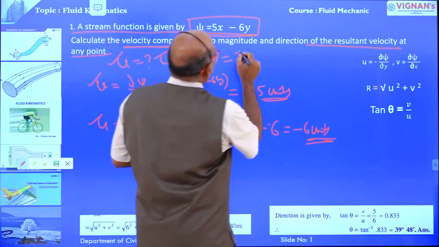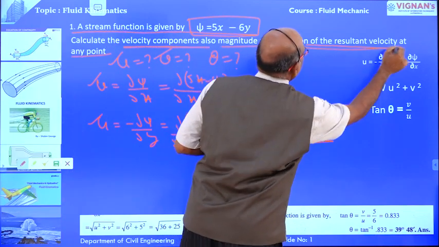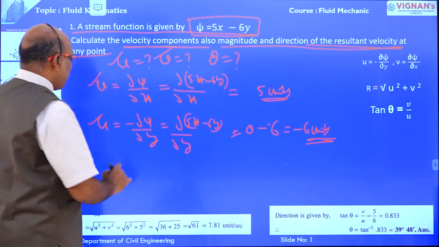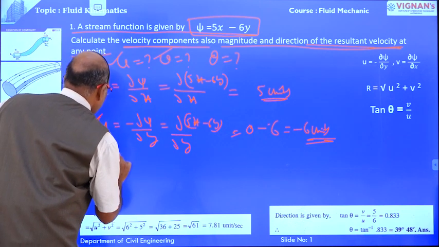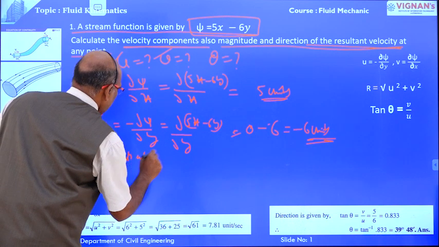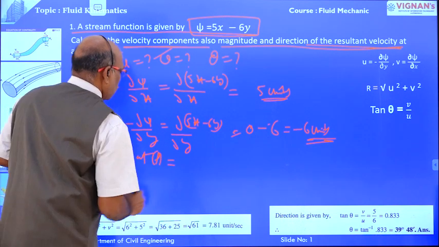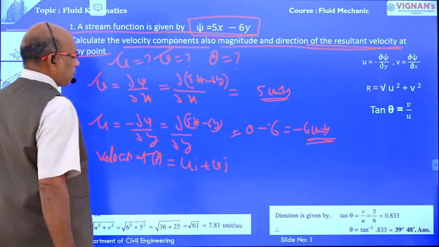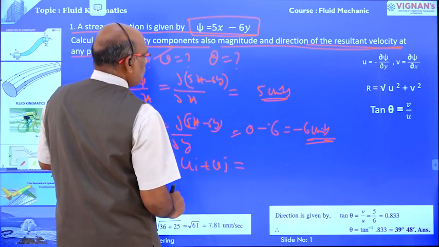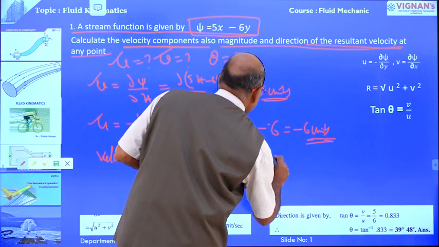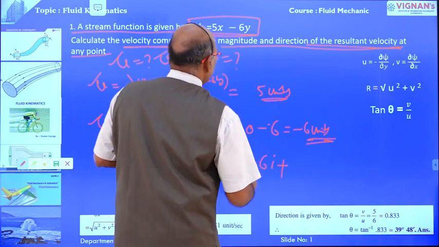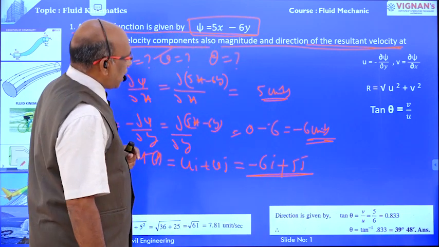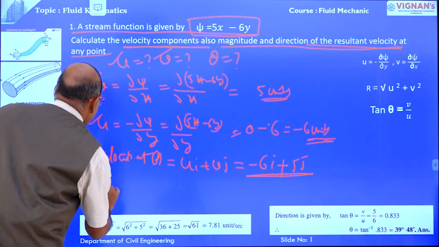Another one is the magnitude and direction of the resultant velocity at a point. So we know the velocity at a point P is equal to, by the standard formula, u i plus v j. What is the u value? u is equal to minus 6 i plus v is equal to 5 j. This is the velocity at a point P, equal to minus 6i plus 5j.